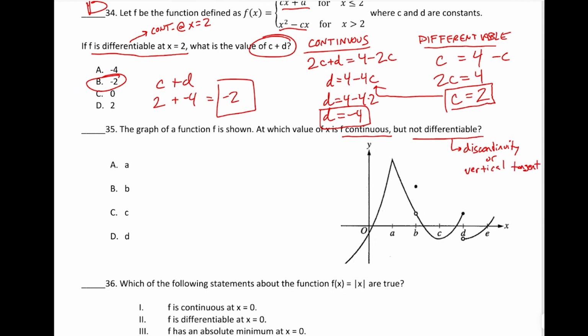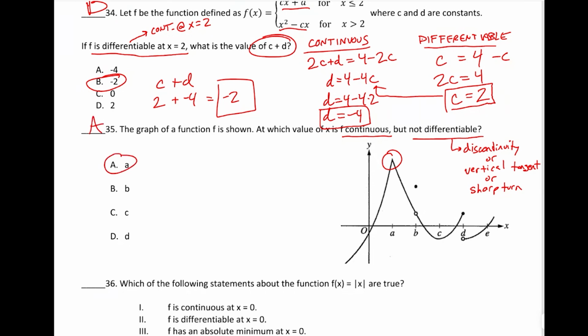This one's kind of just off the top of my head here. Or if you have a sharp turn. Okay, this is kind of what you're looking for. And really, if we look at A, we do have a sharp turn, so it's definitely not going to be differentiable there. So that's going to be our answer. Just cut straight to the chase here.